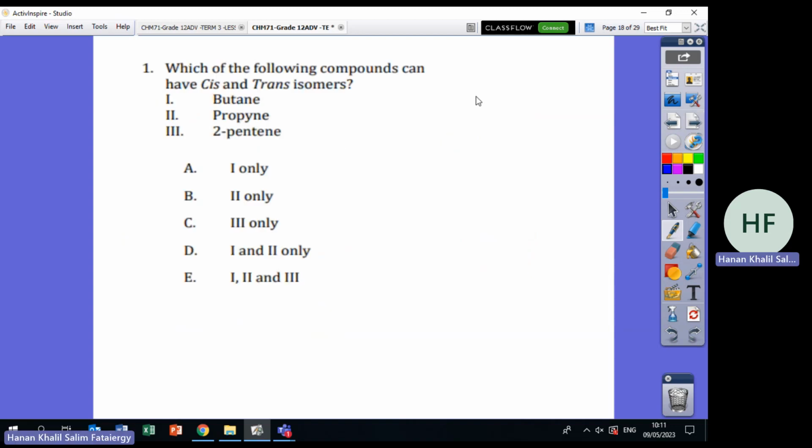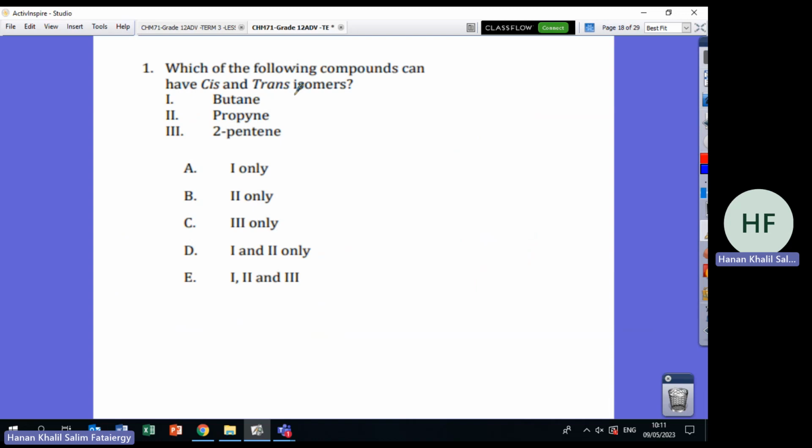Okay, now let's do some practice. Which of the following compounds can have cis and trans? You remember that cis and trans is only for alkenes. So it should end in ene. This one is an alkyne, this one is an alkane, and the answer is 3 only.